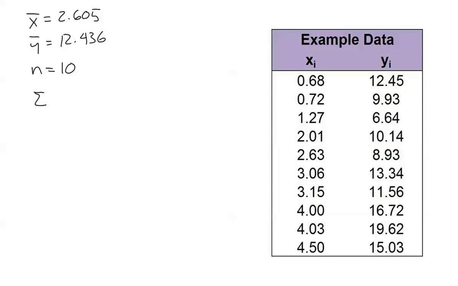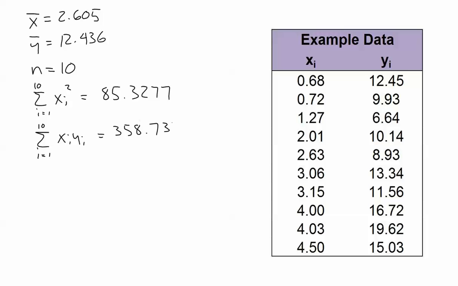I also found that the summation of the x squared values was 85.3277, and the summation of x_i and y_i products was 358.7337. I did that using my calculator sitting at my desk.